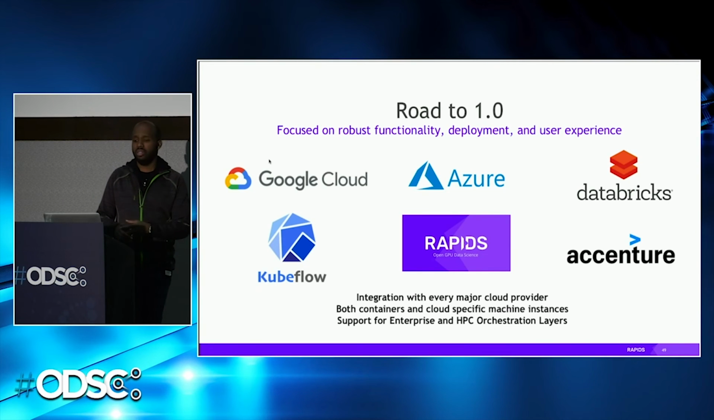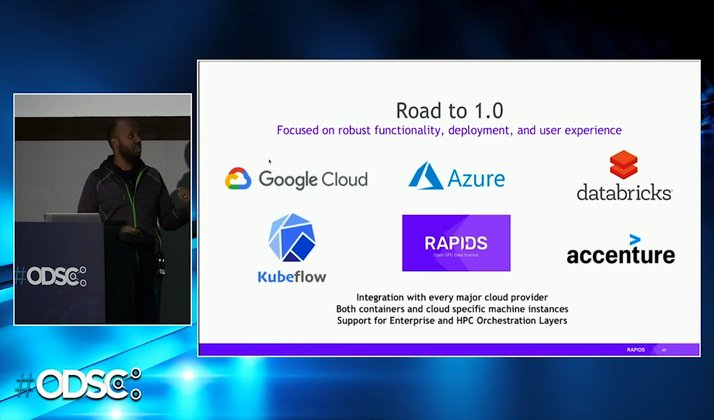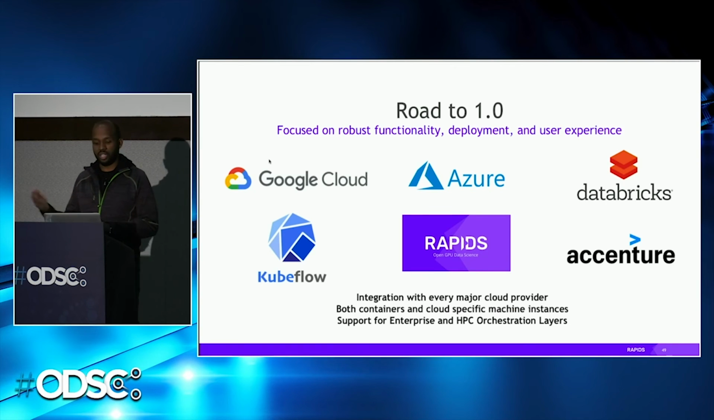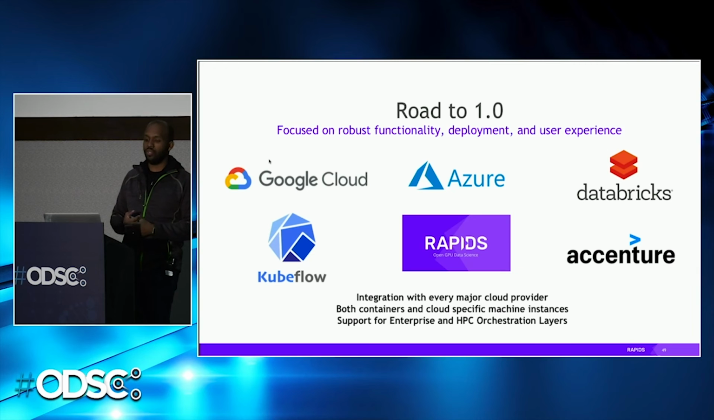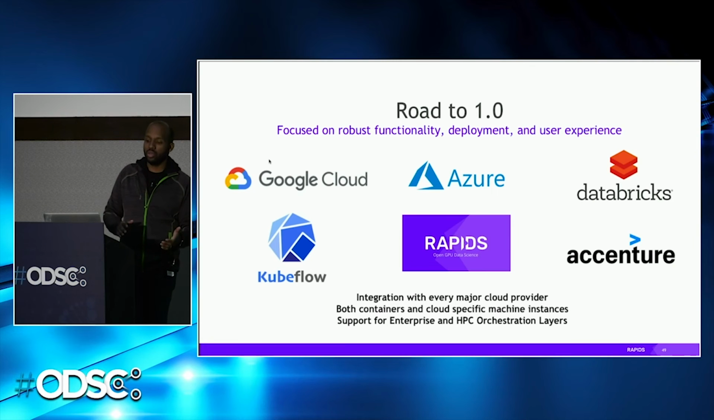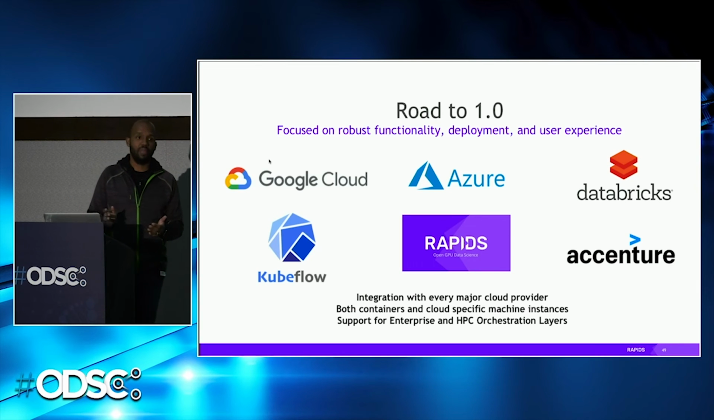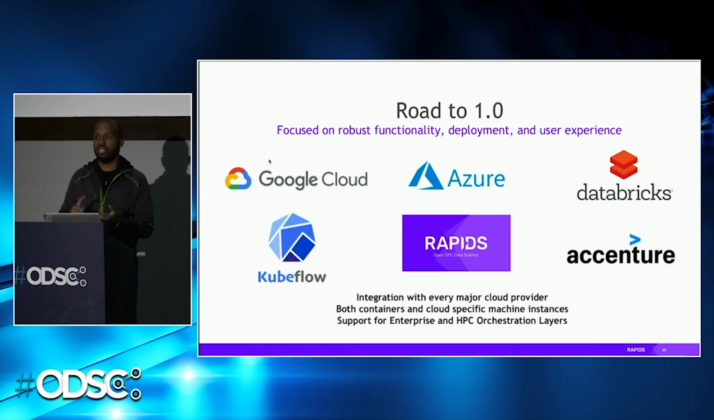Today, Rapids is integrated into Google Cloud, Azure, Databricks, Kubeflow, and if you're an Accenture customer, they have it in Accenture Insight Platforms. By the time we get to 1.0, we want to have native integration into every major cloud, both through containers and in virtual machine instances. And then we want to support every orchestration layer. So Slurm, Kubernetes, Yarn, fully, and make sure that that's easy and seamless for people to use.